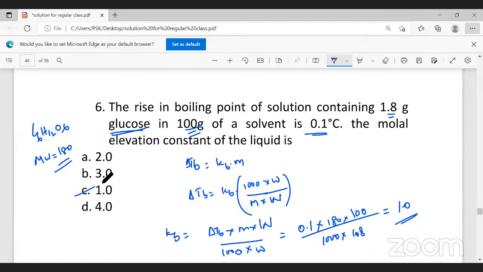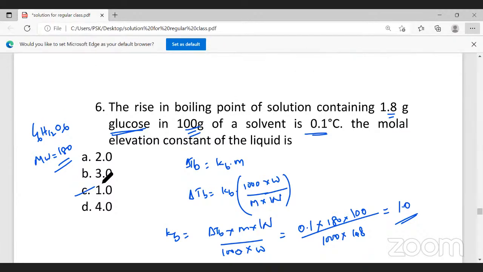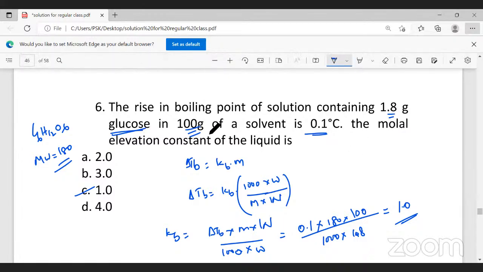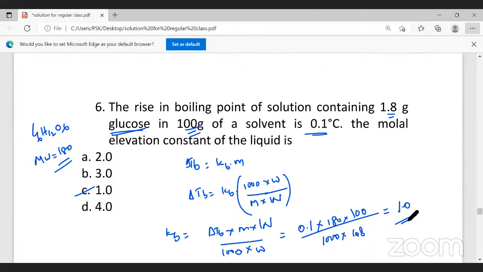What is this? If you understood, tell me, what is this molar elevation constant? Molar elevation constant is 1 means what? If you add 1.8 grams of glucose to 100 ml of water, the increase in boiling point will be 1 Kelvin per kg per mole. That is what molar elevation constant, Kb, means here.